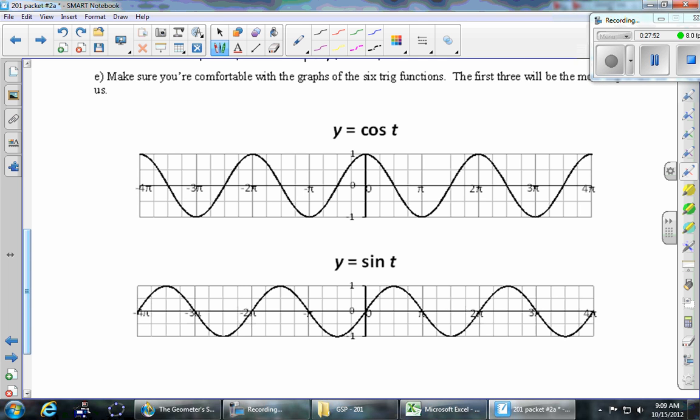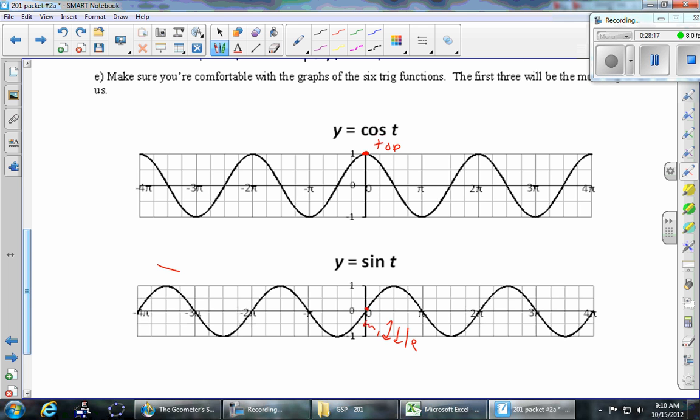So really the only difference in my mind is that cosine, if I think of it starting on the y-axis, starts at the top, whereas sine starts in the middle. That's the only difference that I look at when I'm looking at a graph to decide if it's a cosine or a sine. Does it start at the top, or does it start in the middle?